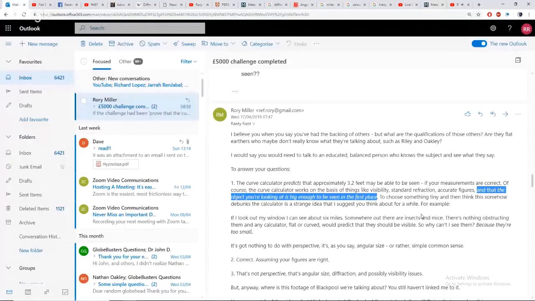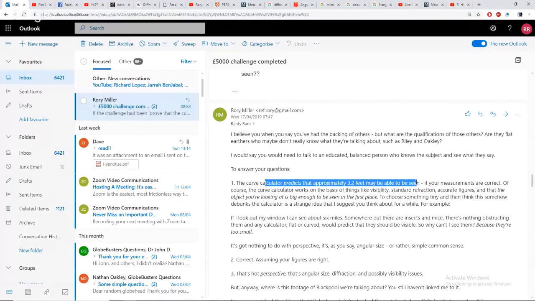But yet he says here that they are. This is his argument back to me for why he doesn't want to pay the £5,000. He agrees that the calculator should show that there's 3.2 feet to be able to be seen. But then he also says that the curve calculators take it into consideration that obviously things get smaller with distance, and then it obviously wouldn't be able to be seen in the first place. Well, that's my argument. That's my point of the video. My point of the video is that it doesn't show this.